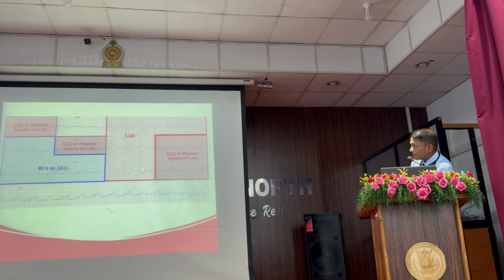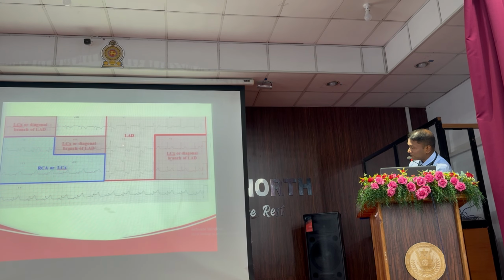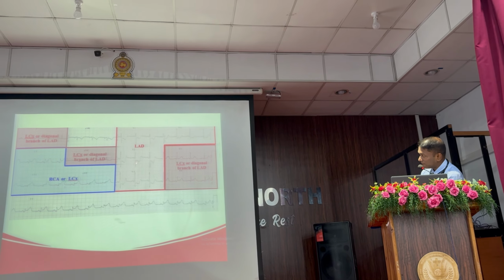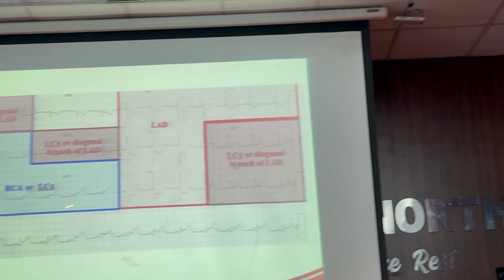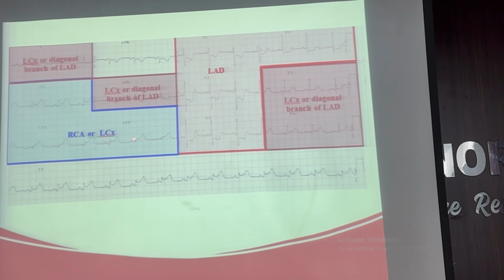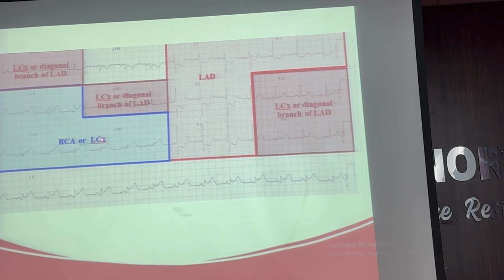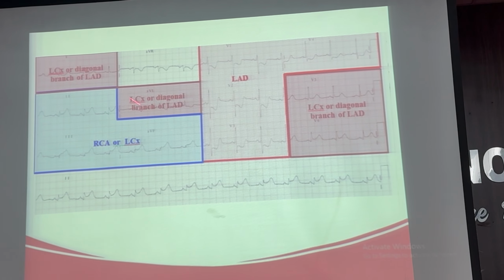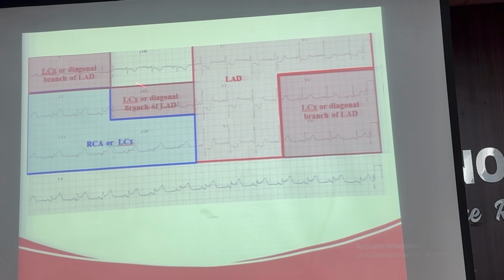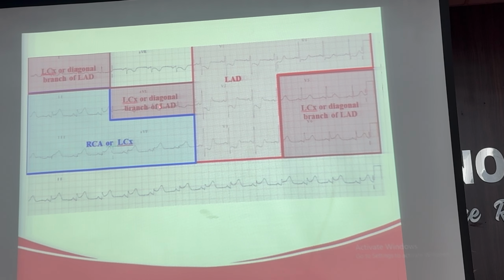So, the territories of STEMI. Anterior STEMI means that the LAD has gone. Sometimes it could be a dominant or prominent diagonal branch, but most of the time it's LAD. And inferior, it could be the right coronary artery or the circ, depending on which dominant system it is. All the others, the high lateral and the lateral, may be an OM, circ branch or a diagonal branch.